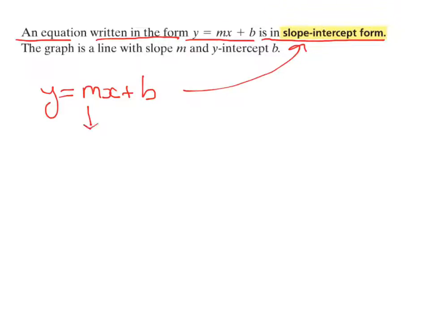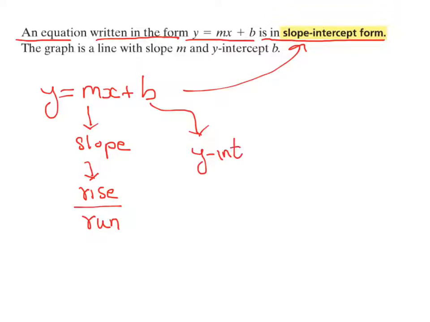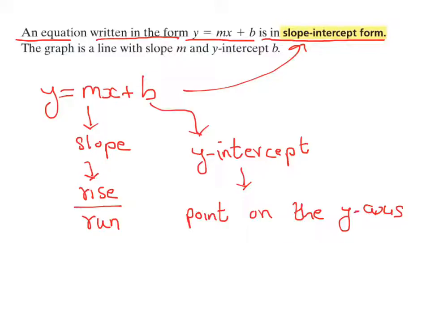What does m stand for? It stands for the slope. And we know that slope is rise over run. What does b stand for? It stands for the y-intercept, which we learned recently. And what is y-intercept? It is the point on the y-axis. When the graph crosses the y-axis, that point is called the y-intercept. And at the y-intercept, what will be the value of x? It's going to be 0.